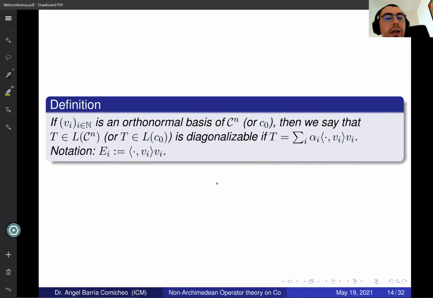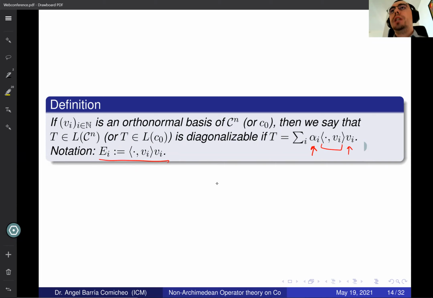Definition. If you consider an orthonormal basis for c_n or c_0, then we say that an operator or matrix is diagonalizable when the corresponding matrix with an appropriate orthonormal basis, the representative matrix, is a diagonal matrix, or in other words, if the operator can be written this way, where these alpha_i's will be the eigenvalues, and these tensor products will be these functionals times the vectors of the basis. I need this definition now because I will need this notation. The operator E_i is given here, and I will use it now.